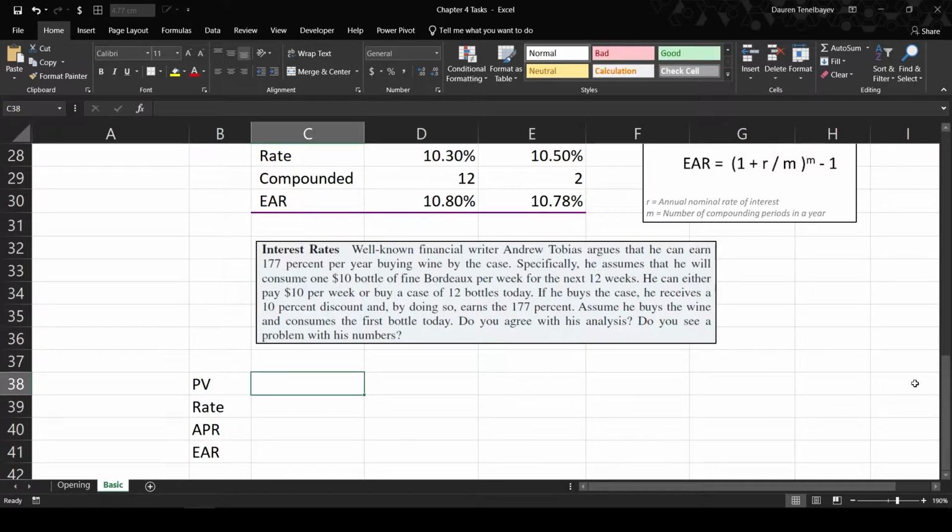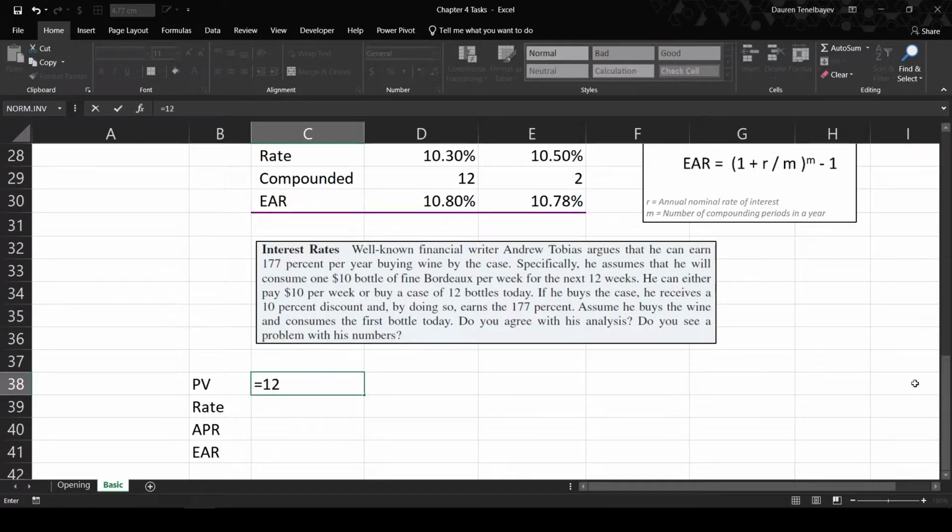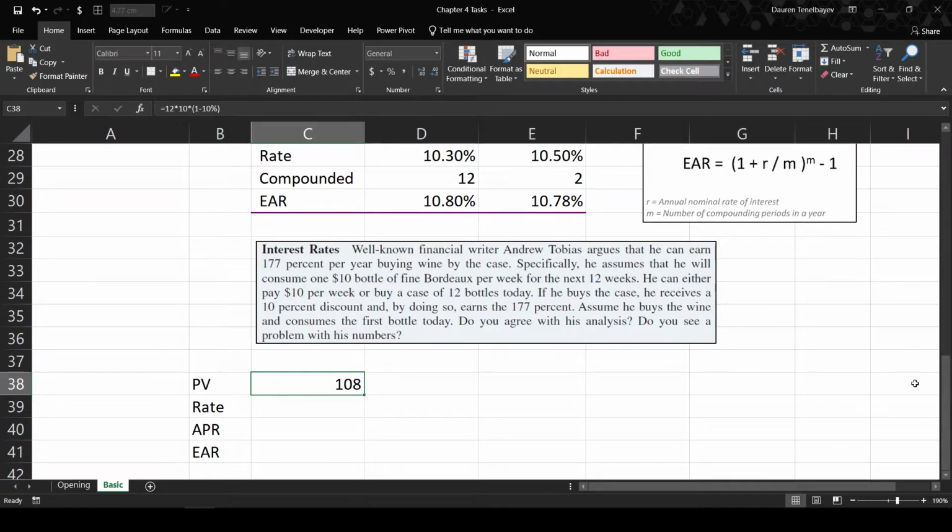So we have to check whether the condition is correct or incorrect. As given in the text, our PV is 12 multiplied by 12 months multiplied by $10 price per each bottle, and 1 minus 10%, which is the discount. So the final PV is $108.